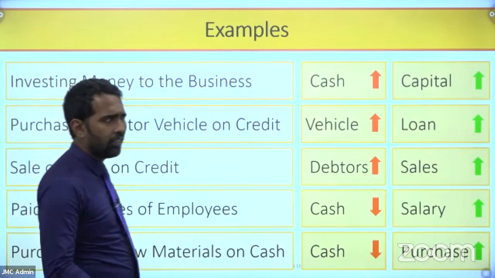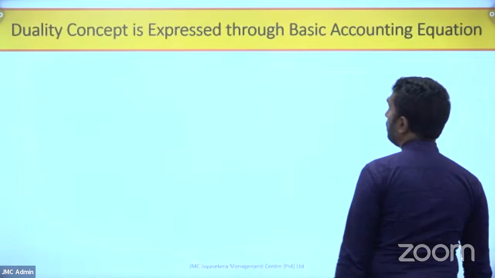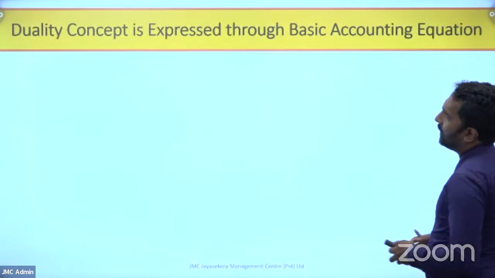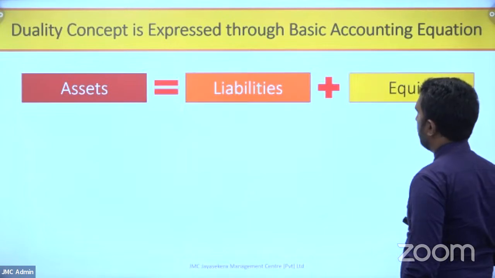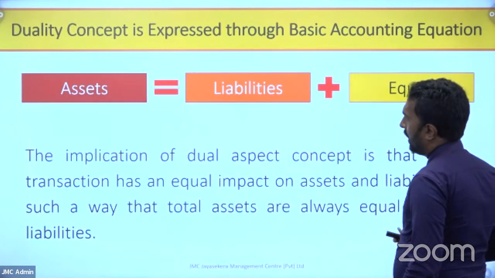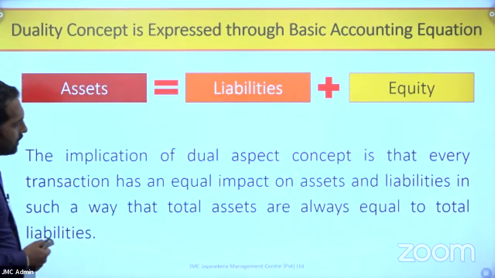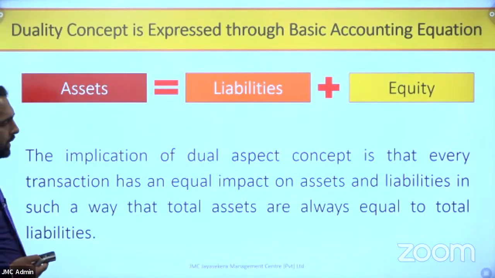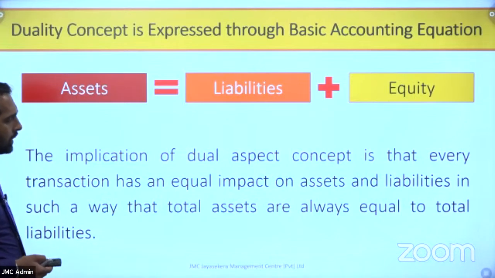Every transaction has a dual impact. A duality concept is expressed through the basic accounting equation. Assets equal liability plus equity. The implication of dual aspect concept is that every transaction has an equal impact on assets, liabilities, and equity in such a way that total assets are always equal to total liabilities.